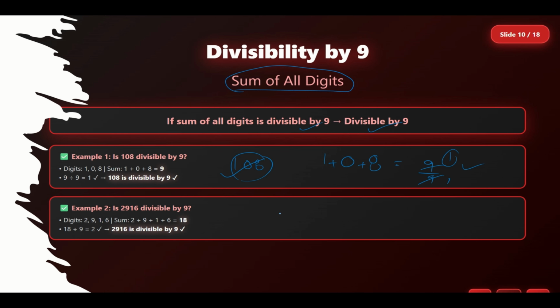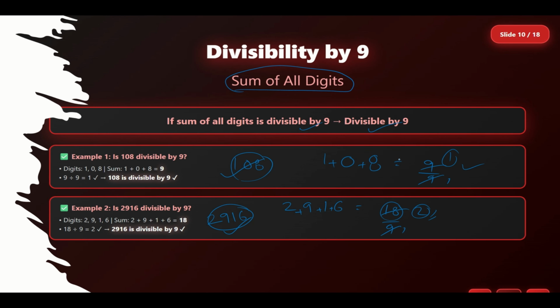Another example, 2916. Add all the digits, 2 plus 9 plus 1 plus 6. Altogether it becomes 18. Is 18 divisible by 9? Yes. 18 when divided by 9, we get the quotient 2 and the remainder is 0. Therefore, 2916 is divisible by 9. See the pattern? It's just like rule 3, but with 9.